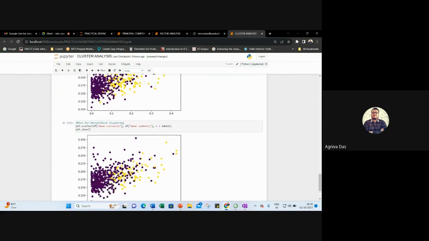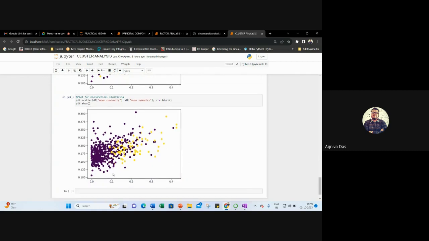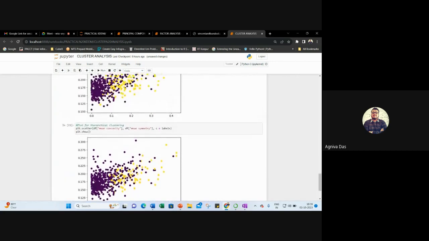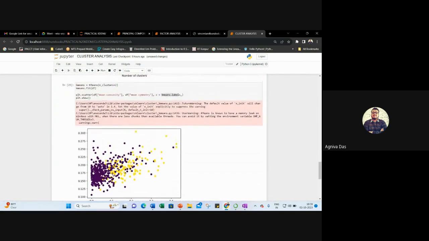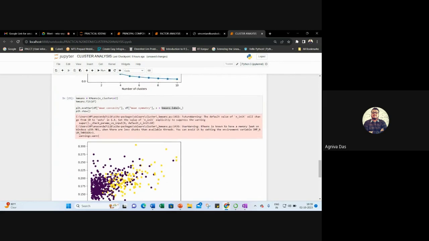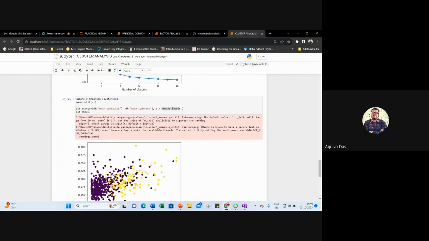So again, there are many other ways, many other things you can try. Instead of Euclidean, you can try out the Chebyshev distance. You can try out Manhattan distance. Instead of Ward, you can use other linkages and all these things. I have tried to keep it as simple as possible here so that there is lesser scope for confusion.